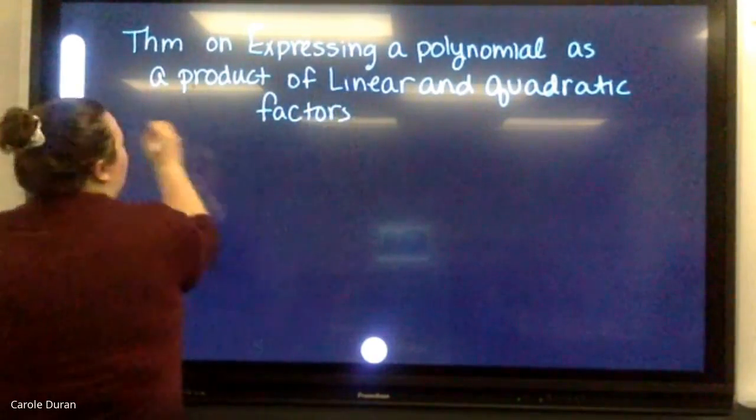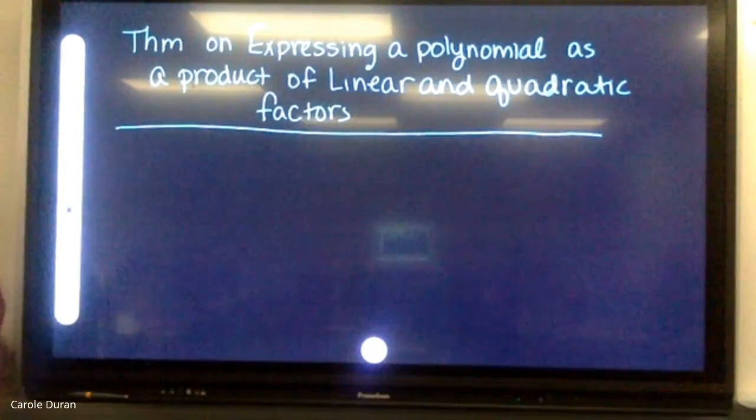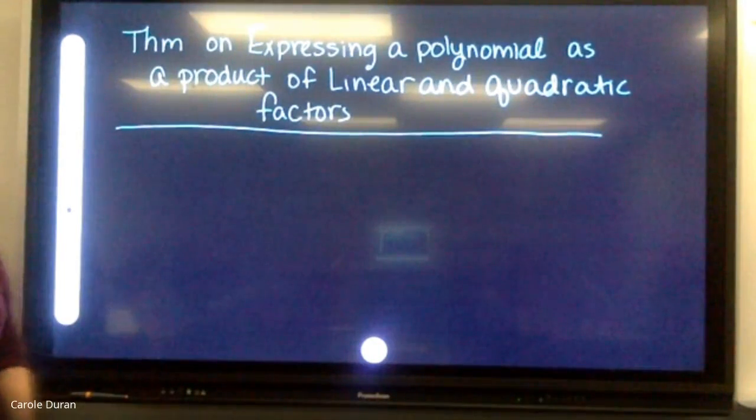Okay, so this is the title of our theorem. It is a theorem on expressing a polynomial as a product of linear and quadratic factors.